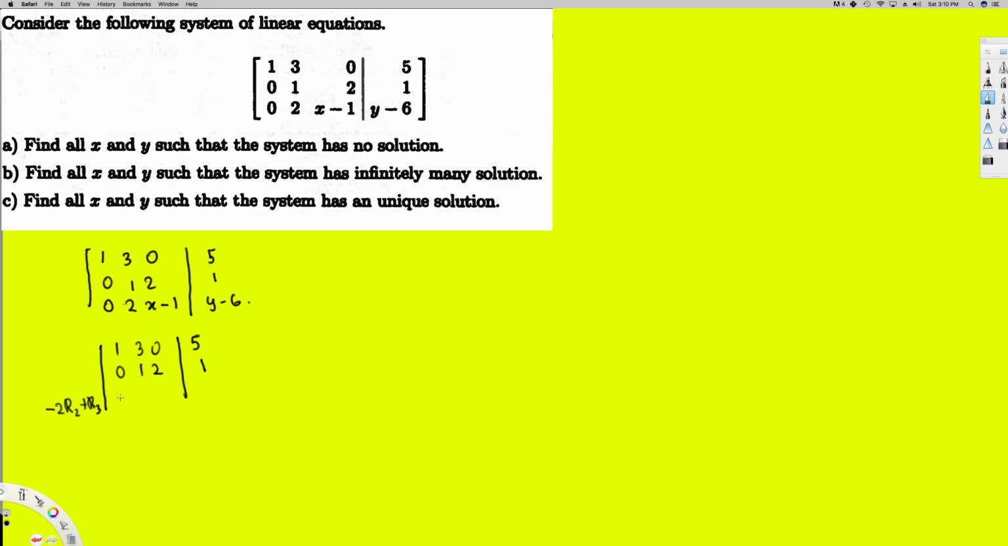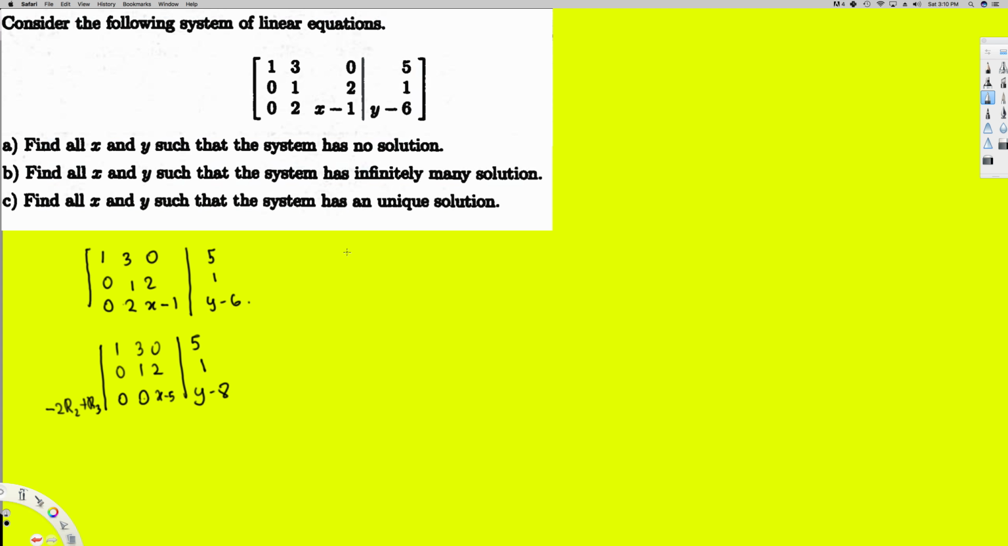So if I do that, this one will become 0, and this one will become -2 times 2, which is -4. So x minus 1 minus 4 is going to be x minus 5. The other side is going to be -2 times 1, which is -2, so y minus 6 minus 2 is going to be y minus 8. Now we have everything 0 0, and we have these two equations right here. So we now have control over this.